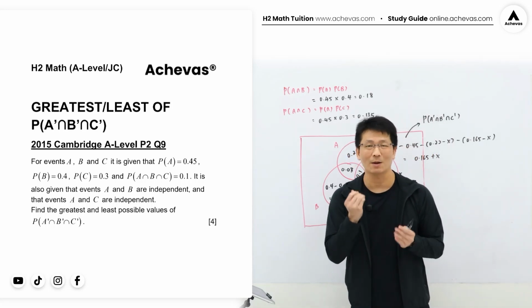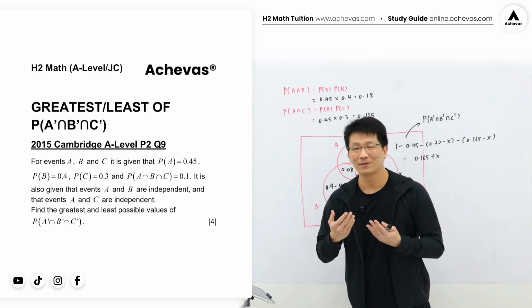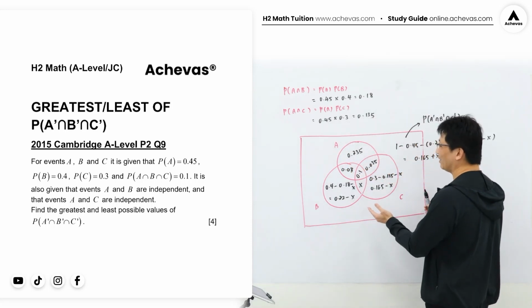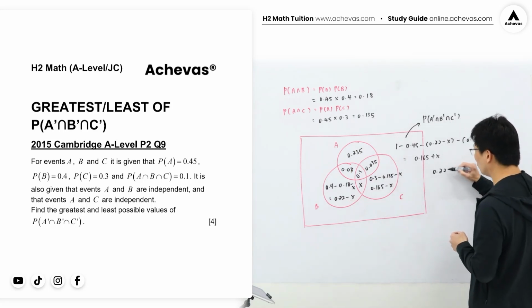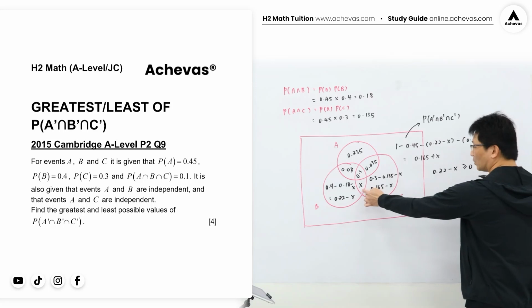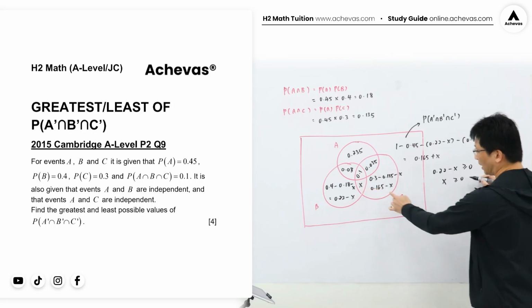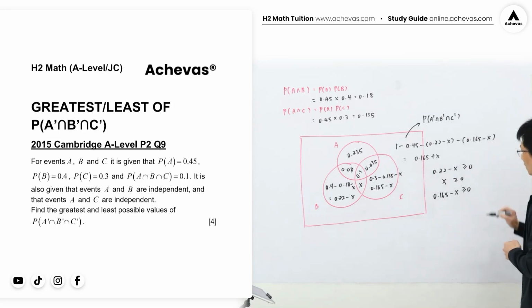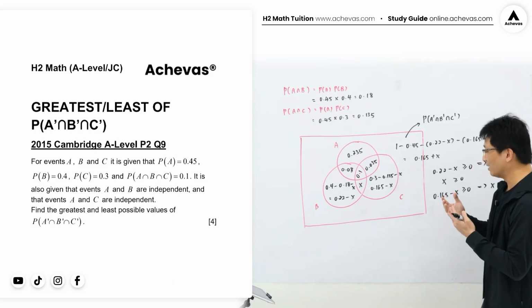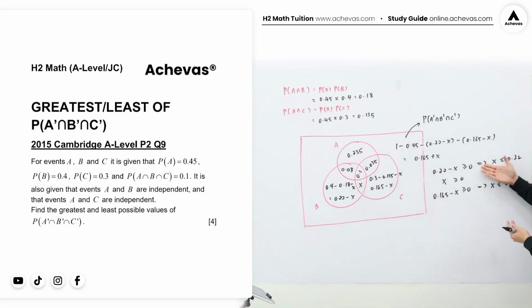Right, the next part: each region must be greater than or equal to 0, because probability cannot be negative, so the least value it can take is 0. I write 0.22 minus X greater than or equal to 0, X greater than or equal to 0, and 0.165 minus X greater than or equal to 0. From here, X is less than or equal to 0.22, this one is still the same, and X is less than or equal to 0.165.